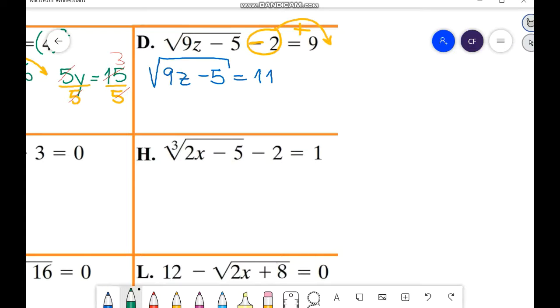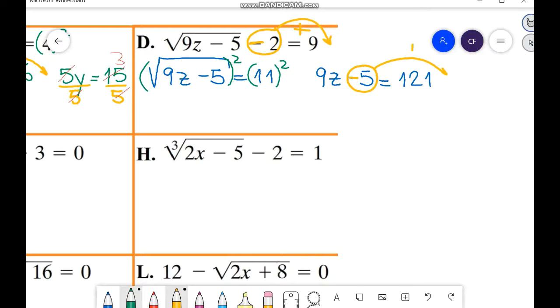Now we will apply the square to both sides. That means 9z minus 5 equals 121, right? 11 squared is 121. Now we're going to move this to the other side. It's a negative, it will become a positive. So 9z equals 121 plus 5, 126.